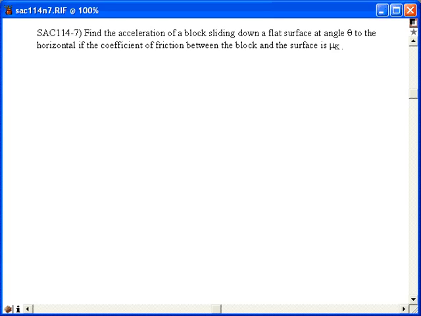Problem number 7. Find the acceleration of a block sliding down a flat surface at angle theta to the horizontal if the coefficient of friction between the block and the surface is mu sub k. Okay, let's make a sketch of that first. Make that our flat surface at angle, there's our horizontal, so at angle theta to the horizontal.